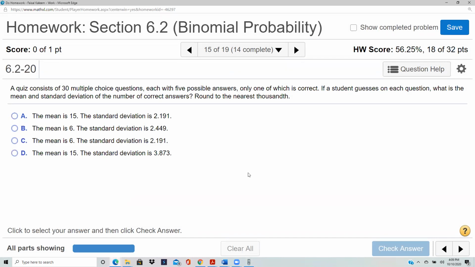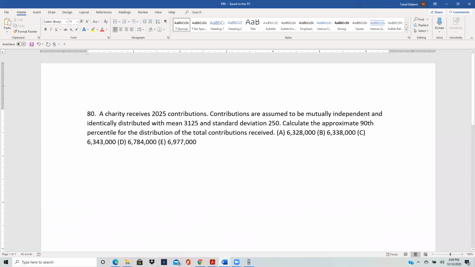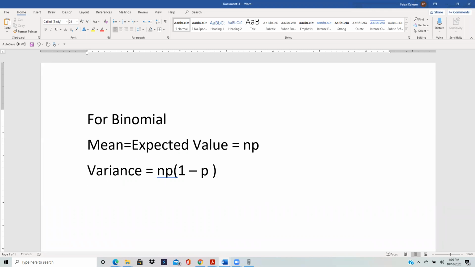A quiz consists of 30 multiple choice questions, each with 5 answers, only one of which is correct. If the student guesses, what's the mean and standard deviation? So there are 30 questions, so n is 30. And again, in multiple choice questions, if you are guessing and you have 5 answers, your probability of success is 1 out of 5, which you can convert into a decimal, 0.2.